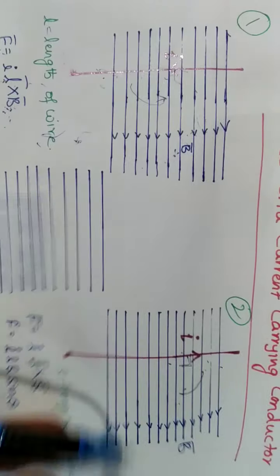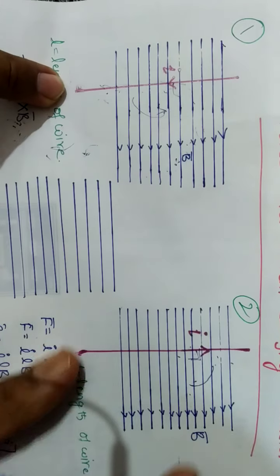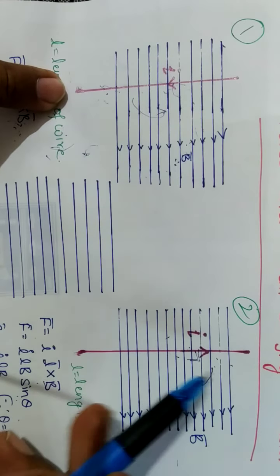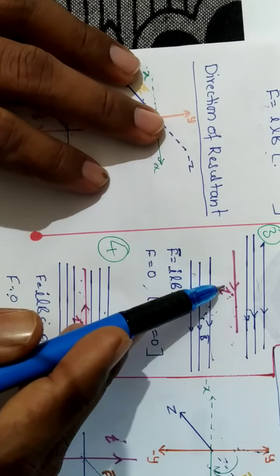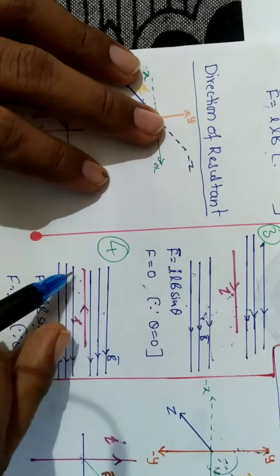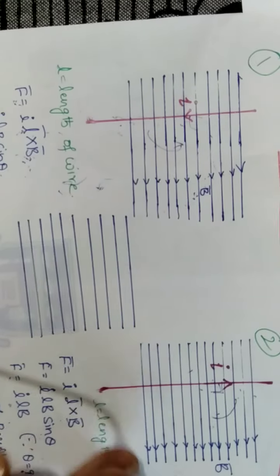In the first case, current is pointing downwards; in the second case, current is pointing upwards; in the third and fourth cases, current is pointing from the left side and from the right side. We combine all these four elements and see what happens.